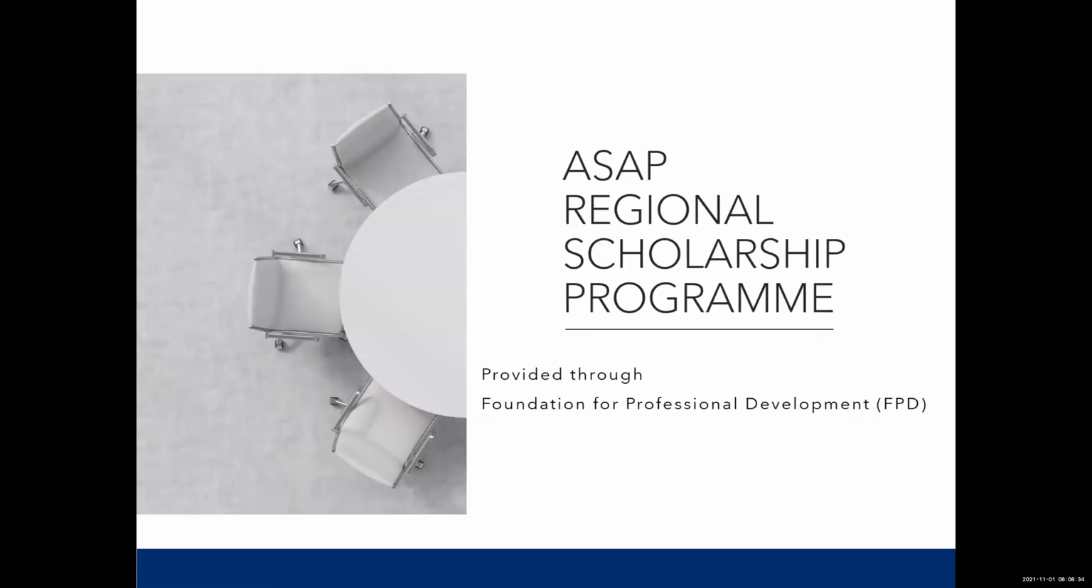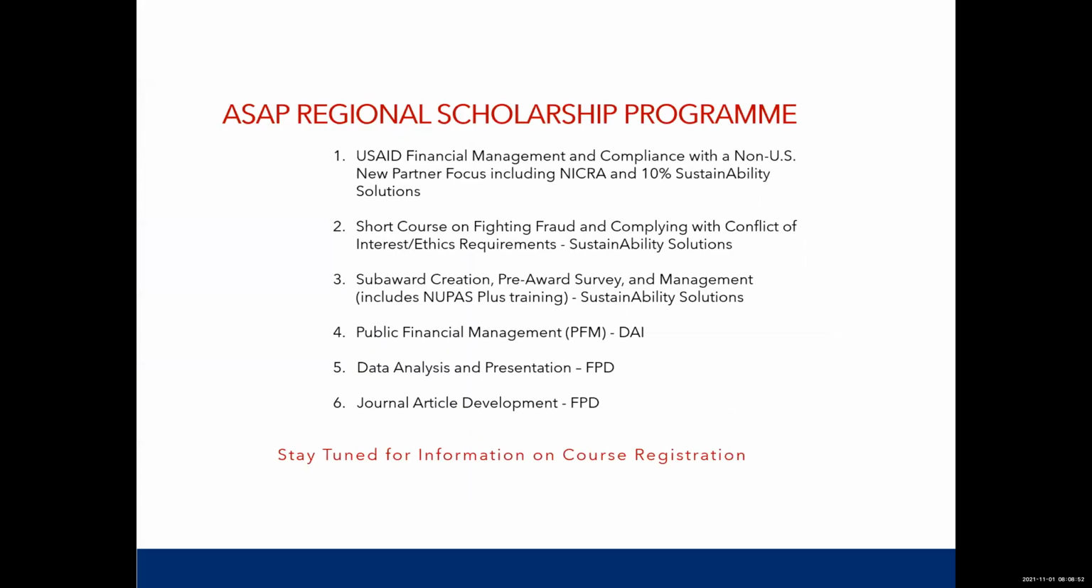ASAP also has a regional training program with scholarships. Last year, we had over 1,800 people enroll in our courses, and this year we're hoping to launch in January a new set of courses. So the 6 courses that we will be offering through Foundation for Professional Development, which is an accredited higher learning institution, are: USAID Financial Management and Compliance, a short course on fighting fraud, sub-award creation and pre-award survey. In that one, you'll learn how to administer the NUPIS Plus.